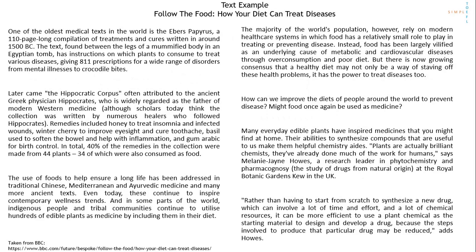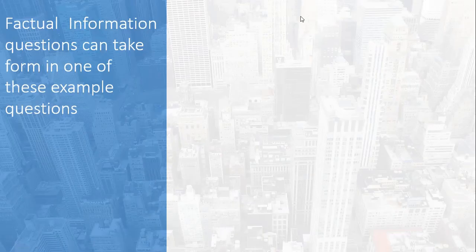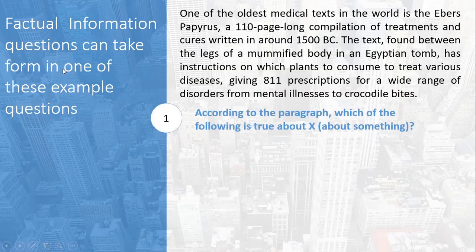Now, this is the text example for the question that I took from the BBC, and the title is Follow the Food: How Your Diet Can Treat Diseases. And now let's talk about the question. Factual information questions can take the form of one of these example questions. This is one of the paragraphs that I took from the set of paragraphs that I showed you previously.